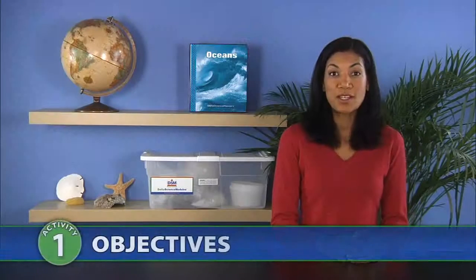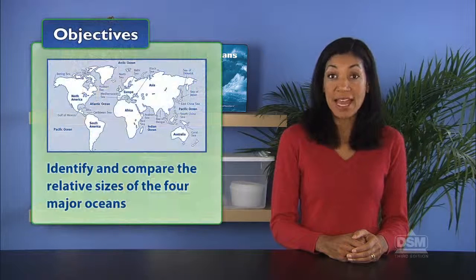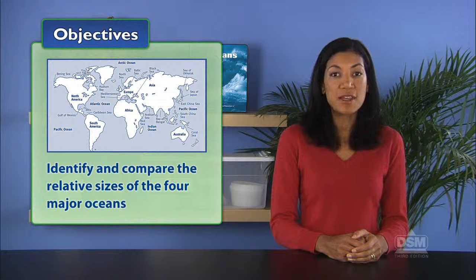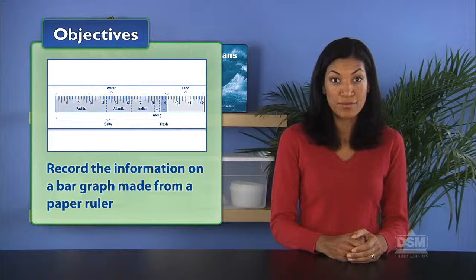In Activity 1, The Water Planet, students come to understand the ratio of land to water on the planet Earth. They first identify and compare the relative sizes of the 4 major oceans, and then record the information on a bar graph made from a paper ruler.